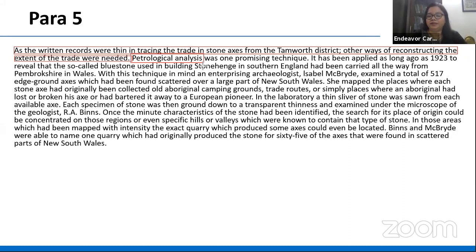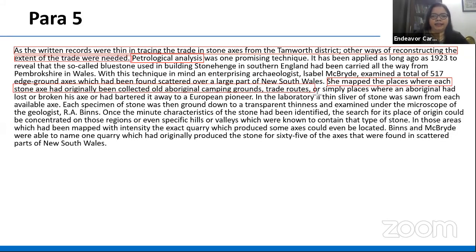So an example given about how it was used elsewhere too, just to convey the idea that it's not some random thing. Petrological analysis is a tried and tested scientific method. With this technique in mind, you have an archaeologist, Isabel, who examined a total of 517 edge-ground axes that had been found scattered in a lot of places. Now, what did she do? She mapped the places where each stone axe had originally been collected. Where did these stone axes come from?